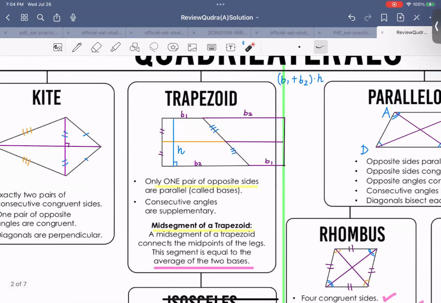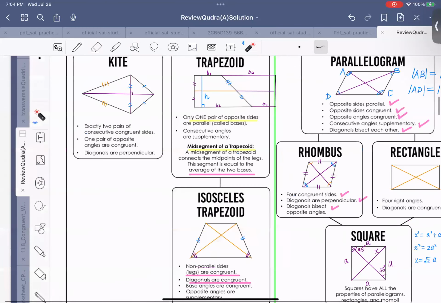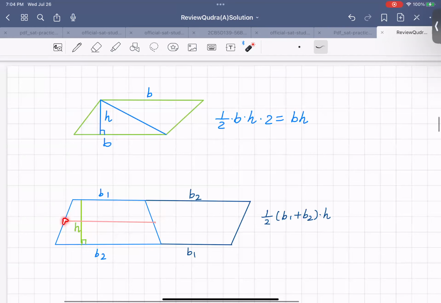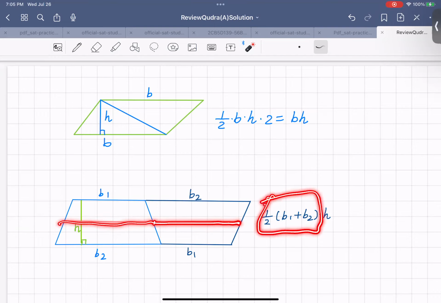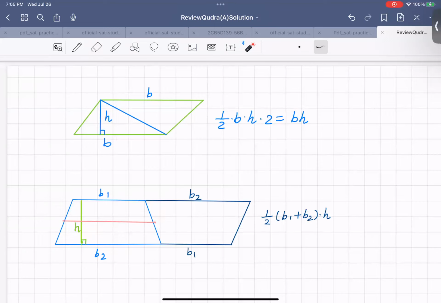One definition for a trapezoid: if you connect the midpoints of these two sides, this line segment is called the mid segment. You connect the midpoints of these two sides, and this is called the mid segment. This mid segment is going to be equal to this one here. Make sense? So this part is going to be 1/2 of B1 plus B2. That's what's going on.